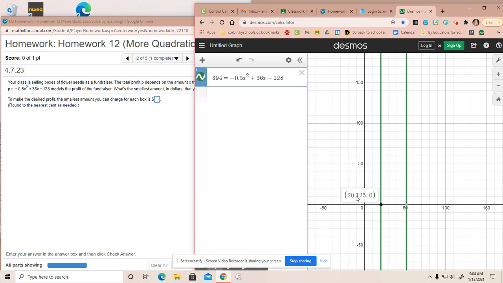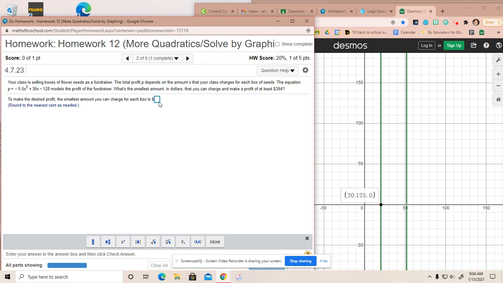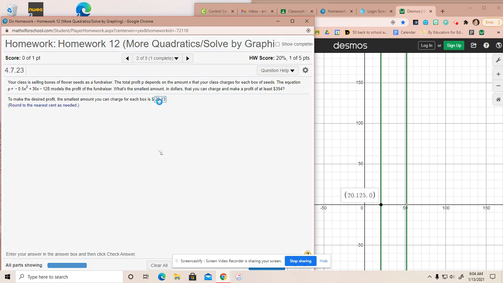So I think that we are going to this one, and we'll check it and see. 20.125, so rounding to the nearest cent, 20.13. There we go. So you're looking for that smallest x-intercept there, and make sure you look to see where it wants you to round. Here it says to the nearest cent, so the nearest cent is the hundredths place.